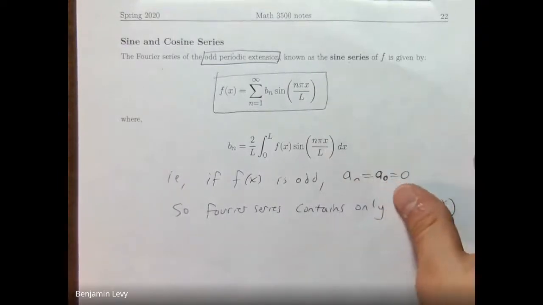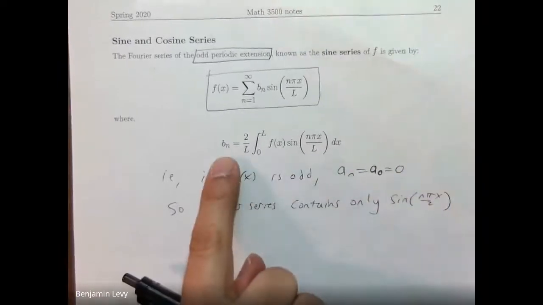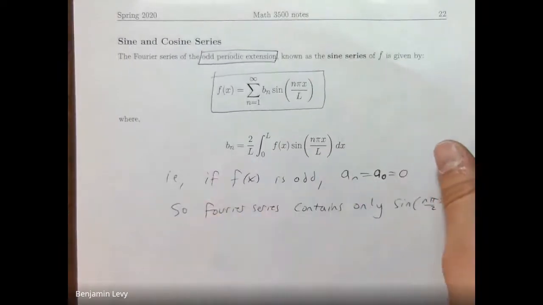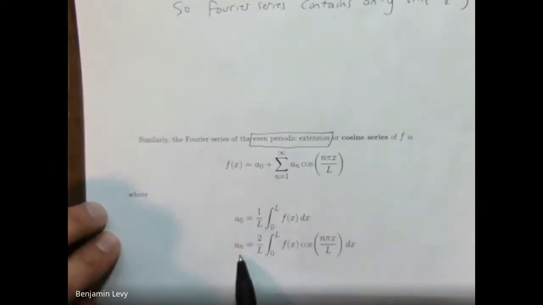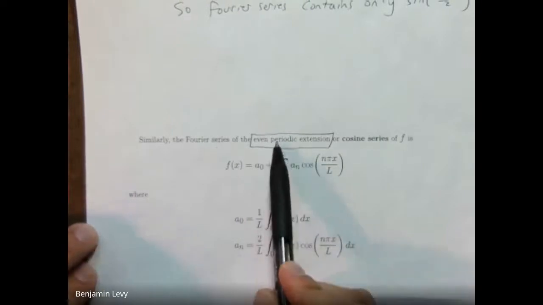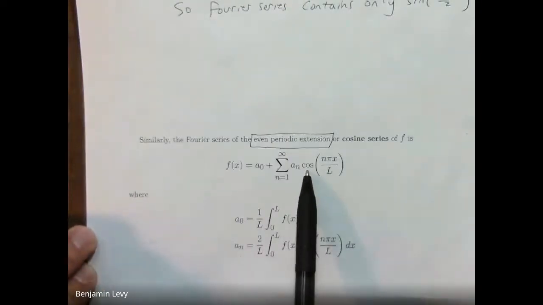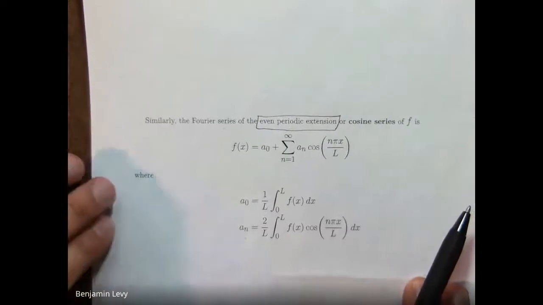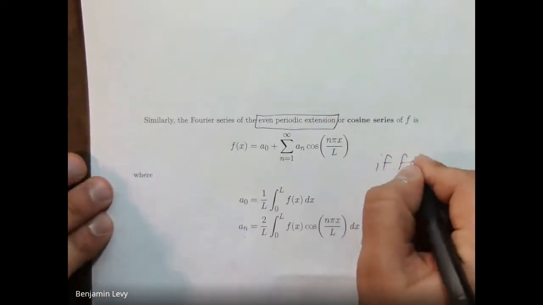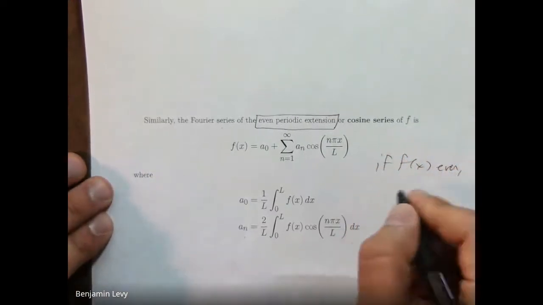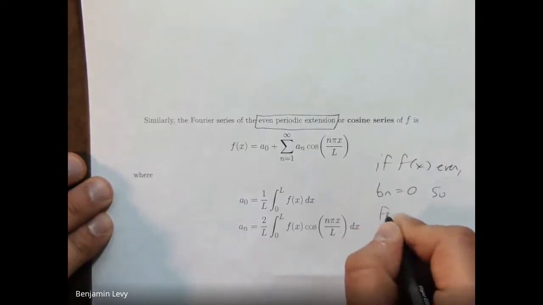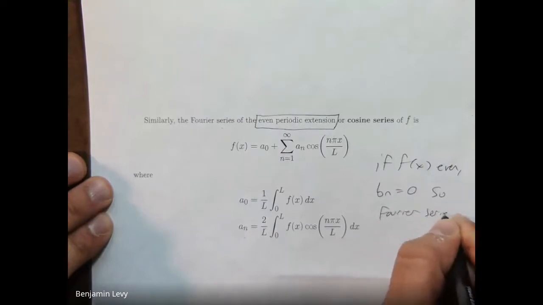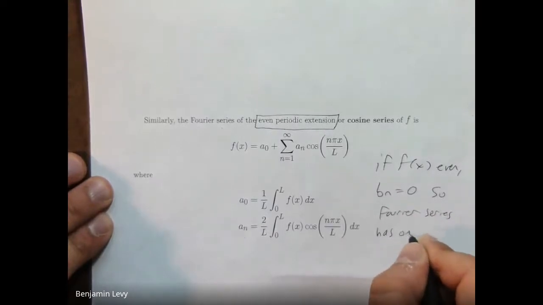And then the opposite is true when we have an even function, right? B_n was the only thing that was non-zero when we had an odd function, and when we have an even function, B_n is the only thing that is 0. So if we have an even periodic function, we end up with only cosine in there, because B_n is always going to be 0. If f of x is even, then B_n is 0, and the Fourier series has only cosines.